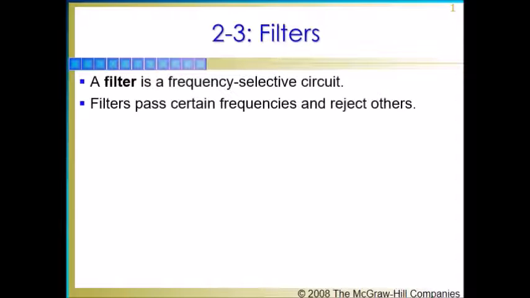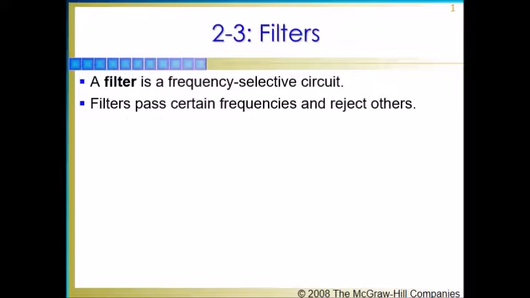Filters. What is a filter? A filter is a frequency selective circuit that passes certain frequencies and rejects others. It is a device or material for suppressing or minimizing waves or oscillations of certain frequencies, as of electricity, light, or sound. A filter is an electronic device that can remove a specific range of frequencies from a signal.